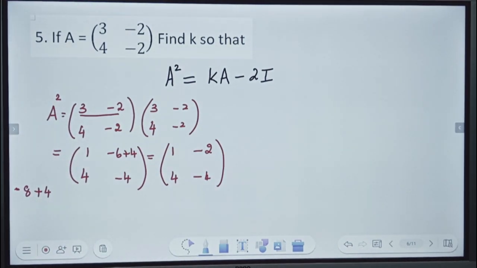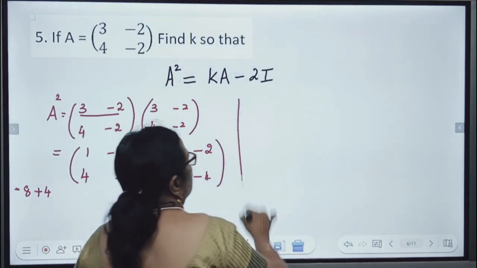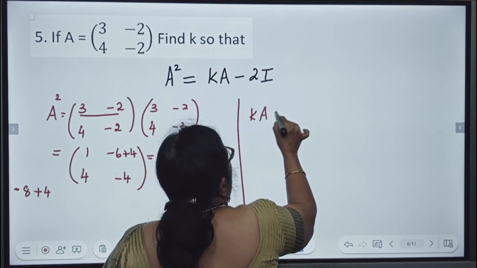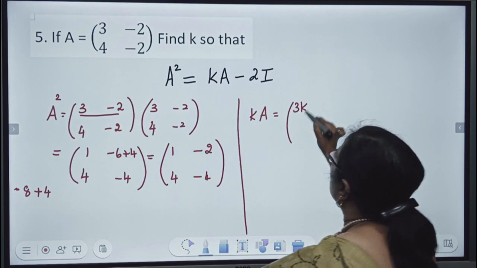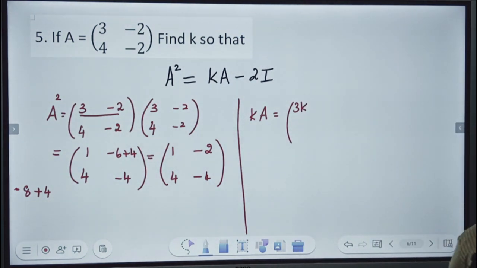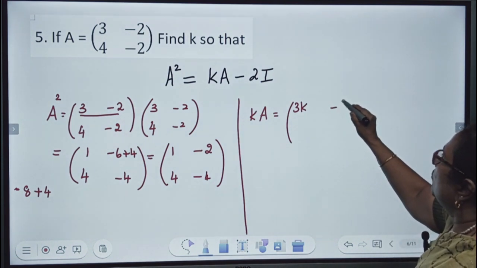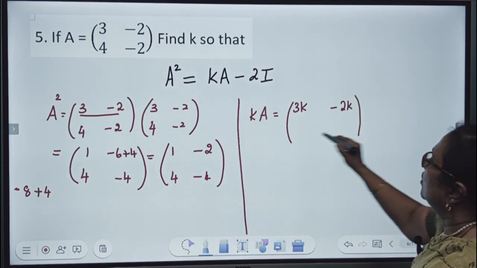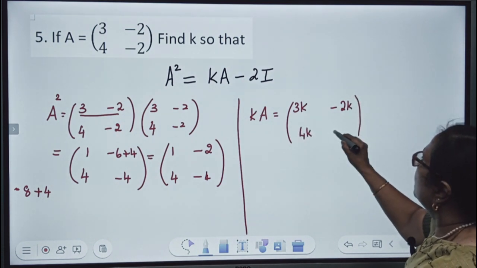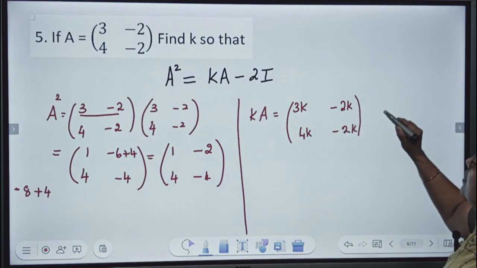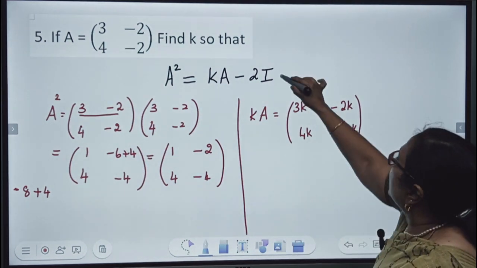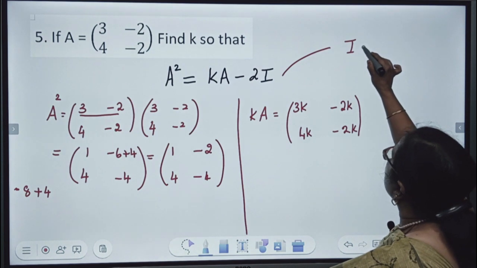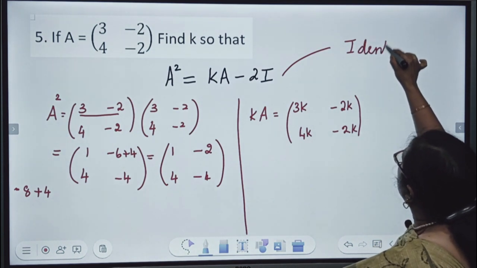What is Ka? Ka is K times A. So I can write it as 3K. We have already seen scalar multiplication means every term gets multiplied by the scalar. So 3K minus 2K, 4K minus 2K. What is this I? I is nothing but the identity matrix. I stands for identity matrix.